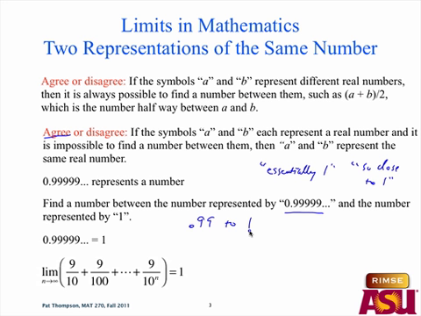Why are they equal? It goes back to these two statements that you all agreed with. If you can't find a number between them, they're equal, and that's the case.